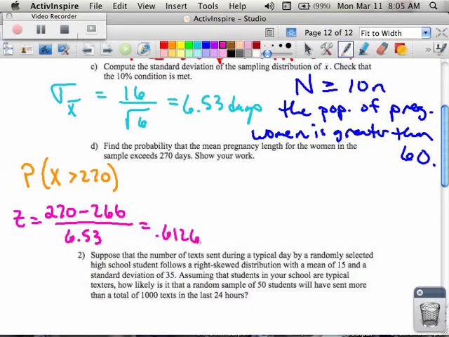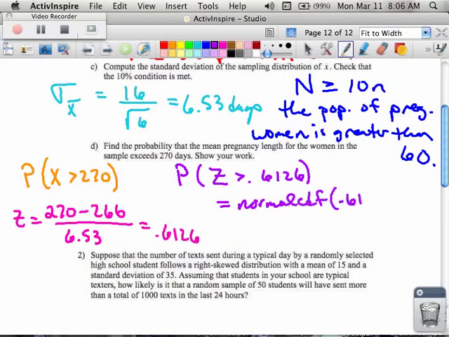0.6126. So as I calculate this, what we're talking about is the probability that our z-score is going to be more than 0.6126, which is equal to normalcdf of 0.6126 up to 99, which is equal to 0.27. So roughly a 27% chance that that'll occur.